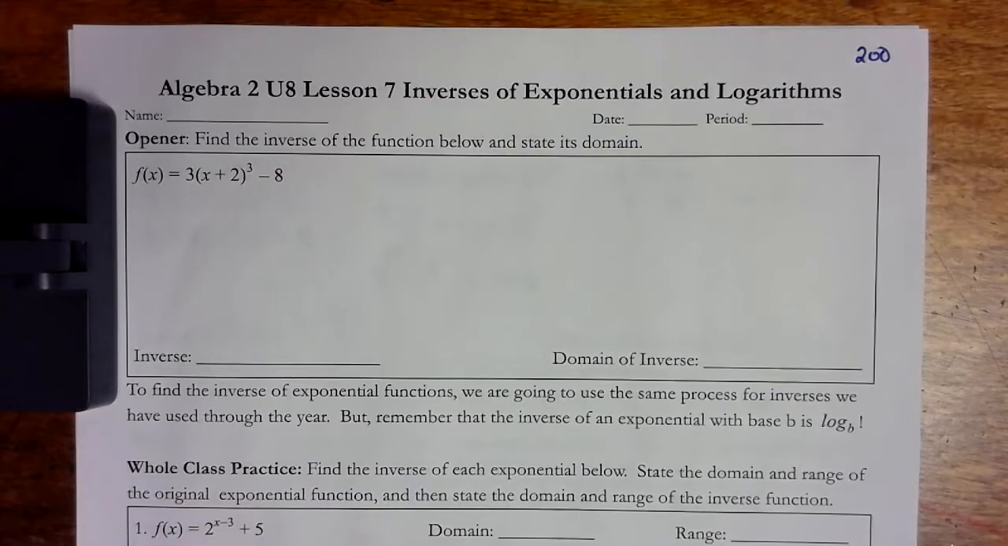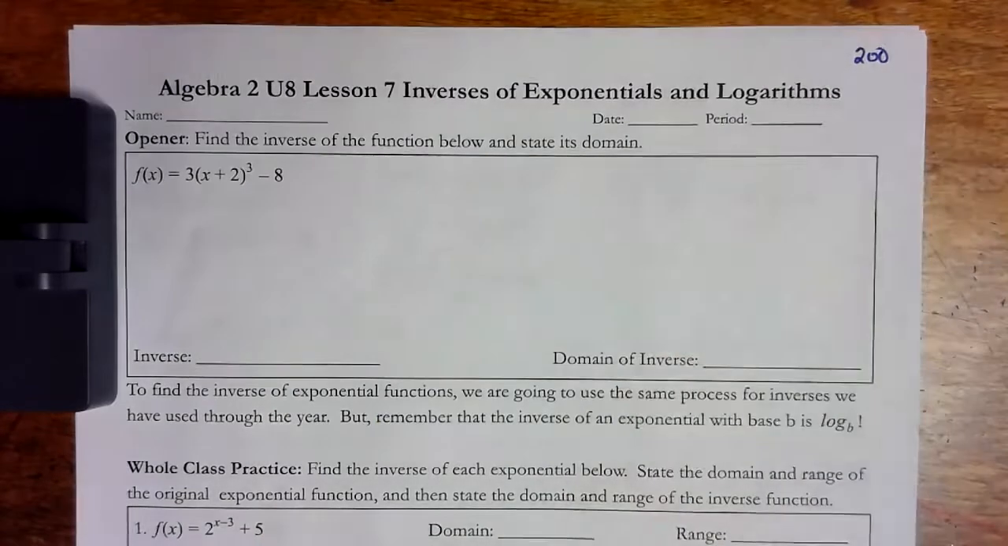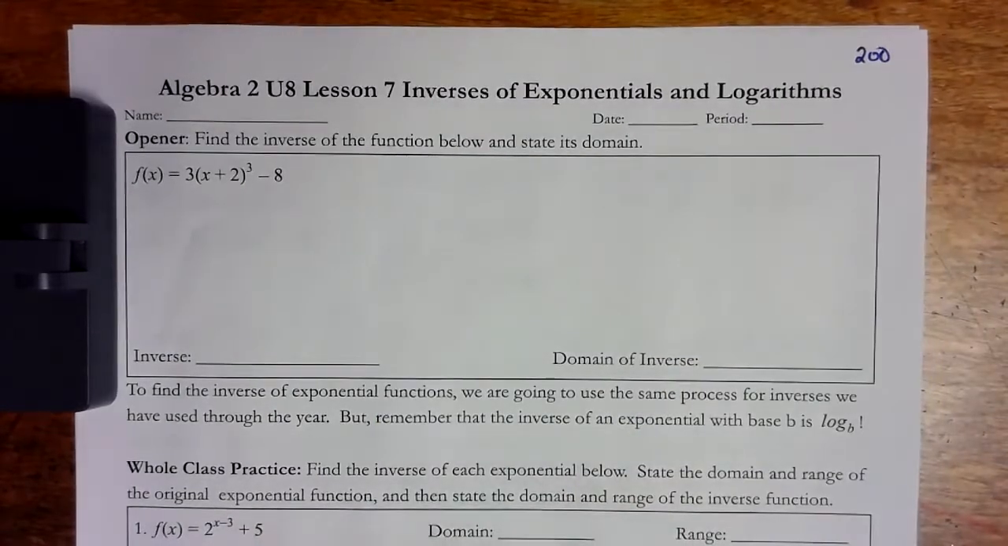In this lesson, we're going to find inverses of exponentials and logs, and this is going to be page 200 in your notebooks. And just like always, we're going to have you start by working through the opener. So with the opener, I'm going to ask that you find the inverse of f of x, which is 3(x plus 2) cubed minus 8.